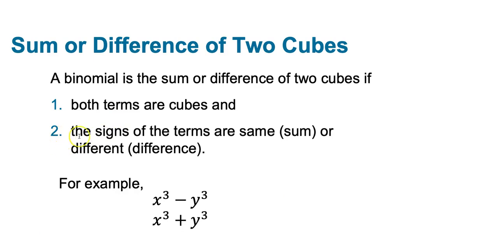The main condition is that both terms are cubes. The second condition is just to contrast this to the difference of two squares. The difference of two squares only works for the difference. Notice this works for sum or the difference. So in this case, the signs of the terms could be the same, which would be the sum of two cubes, or the signs of the terms could be different, which would be the difference of two cubes. Both cases work when it's two cubes. As we learned previously, only the difference works for two squares.